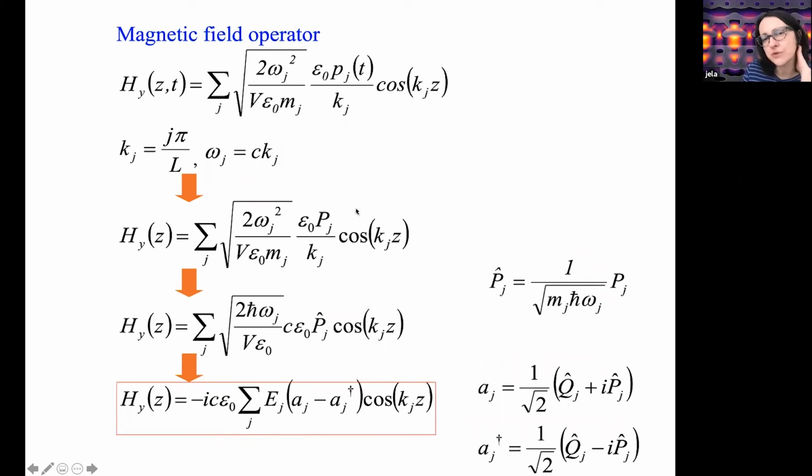You introduce your p operator, which is equivalent to the momentum operator, right? Your spatial dependence is still there. Then you can use the p hat operator, and you can write it as a minus a dagger divided by √2, right? And here it is. This prefactor E_j is again one photon uniformly distributed through the whole volume of a resonator, exactly the same thing that we had for the electric field.